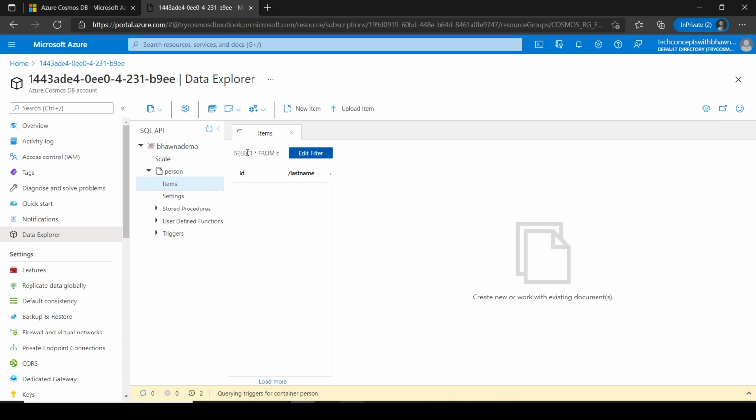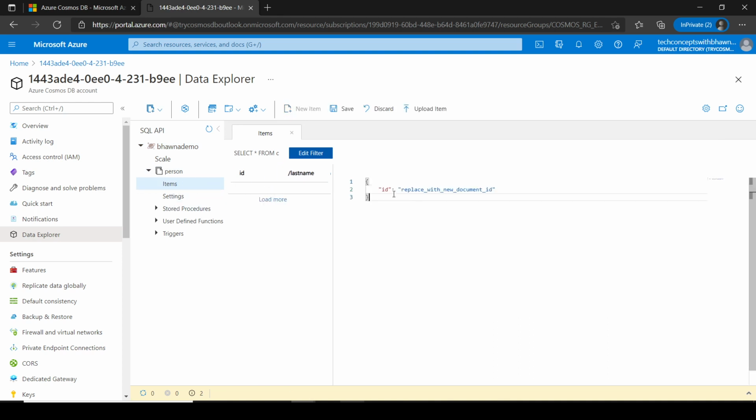Let's go to the items, and you can see we do not have anything over here. Let's click on new item and let's try to create something here. So let's say my first name, let's write it as Bhavna, right? And after that, I'm just trying to create a JSON, and again let's name my last name as baby, right? So this is something that I have. Let's try to save it.